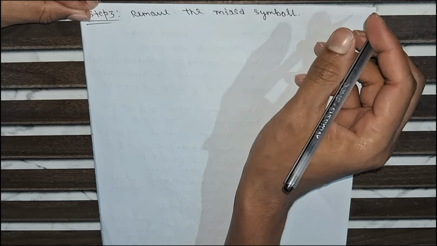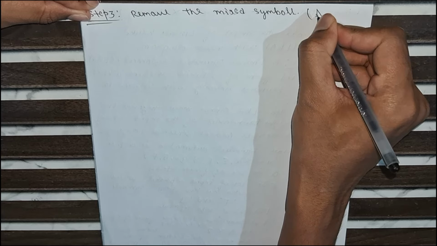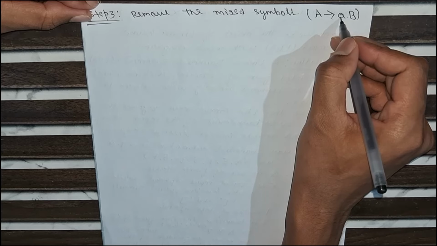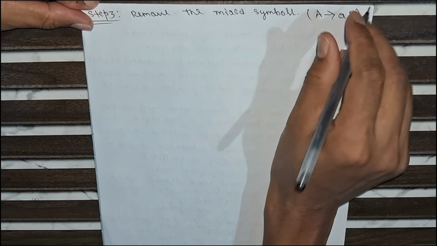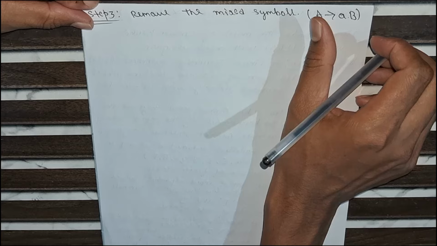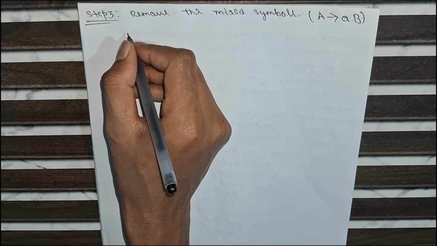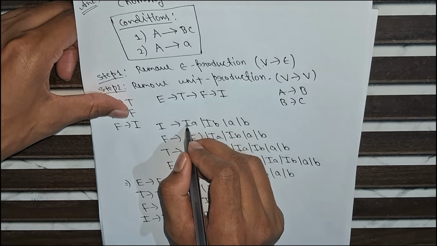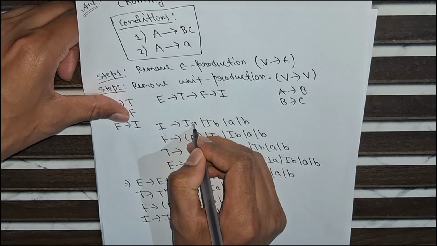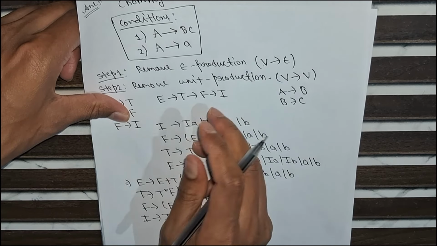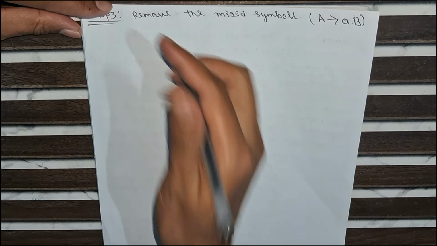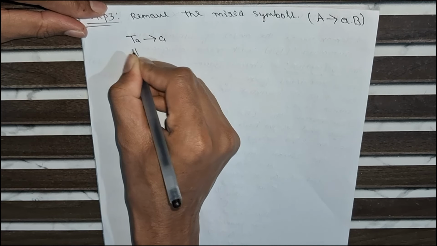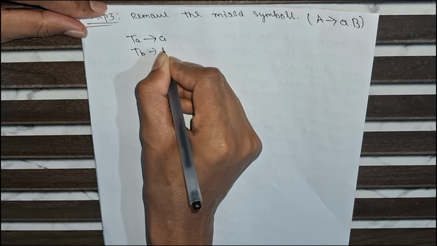So what is meant by mixed symbol? It is like a variable, A implies a and B, one terminal and one non-terminal. This is known as mixed symbols. So we will let here this I of a, this is a variable and this is a terminal. So we will let this a as T of a, which is a variable. So we are letting here T of a implies a and T of b implies b.